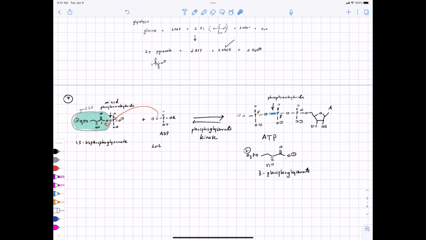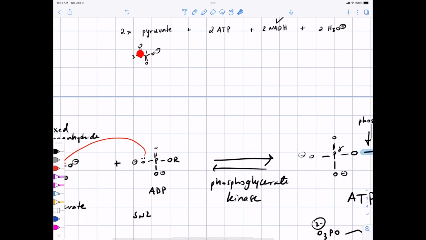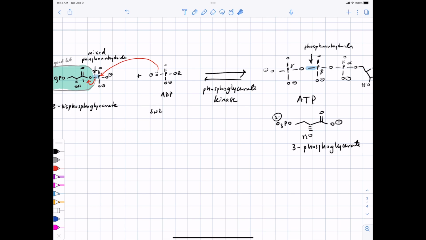We broke even for ATP, but we've got more to do, because remember, we've got a 3-carbon piece here. It needs to be a 3-carbon piece with a ketone on carbon 2. And we still need to regenerate 2 molecules of ATP.